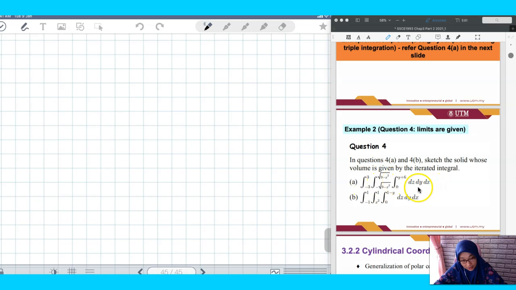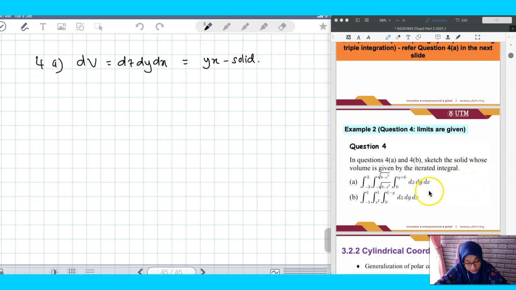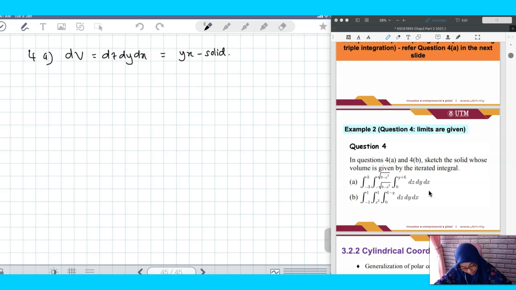Firstly, for example for E, the order of integration is given by dz dy dx, which means that we have an xy solid, which means your region is lying on the xy plane. Then for the region, you can read from the last two orders of integration. The limit of x is constant, from -3 to 3, and then y is a function, from negative square root to positive square root of 9 minus x squared.